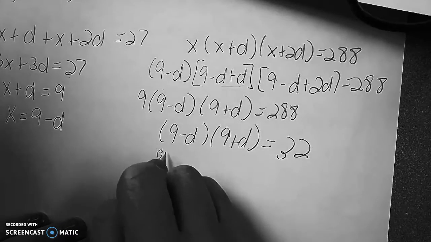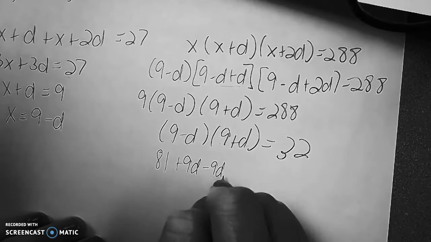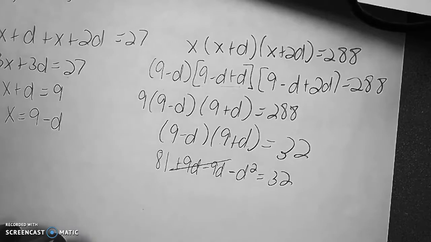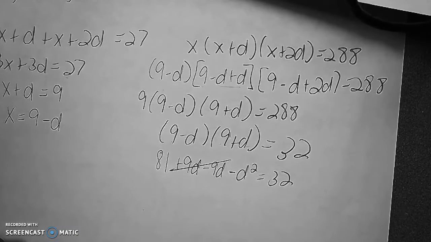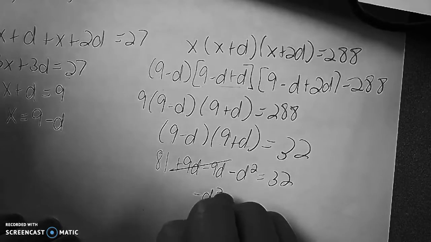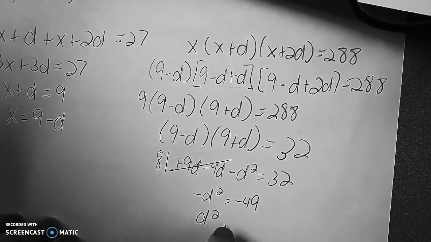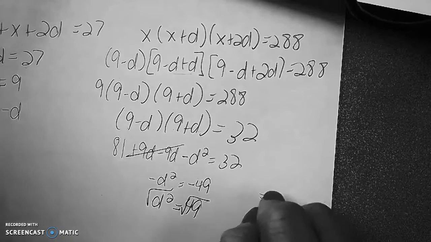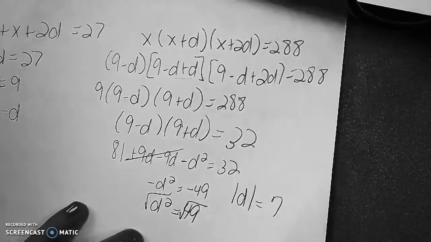Well, let me go ahead and multiply out this left-hand side. 9 times 9 is 81. I'm distributing a positive 9d, negative 9d, and a negative d squared. See these cancel. I'm trying to get d by itself, so I need to subtract 81. So 32 minus 81 is negative 49. The negatives cancel, so I get d squared equals 49. I take the square root. Square roots have to be positive, so I'll have absolute value of d is 7.